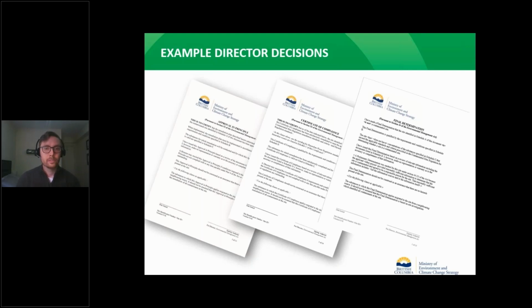Here are examples of different decisions that an SDM can make, including approvals in principle, certificates of compliance, final determinations of not a contaminated site, and investigation orders. Next slide.